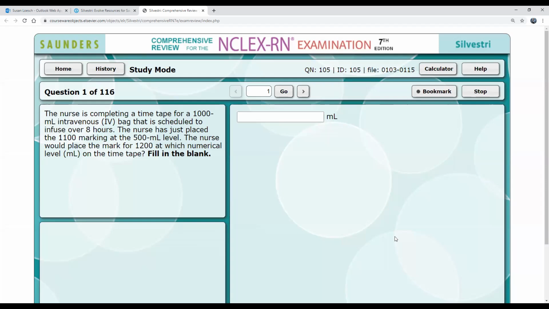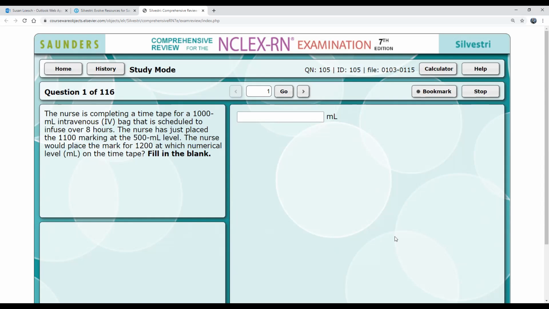The nurse is completing a time tape for a 1,000 mL bag scheduled to infuse over 8 hours. So if I just asked you mLs per hour, how would you set that up? 1,000 milliliters divided by 8 hours. Okay, and that would give you how many mLs per hour? 125. Okay, good. So we have this bag, it's scheduled to go over 8 hours, and we know that it's going at 125 mLs an hour, okay?